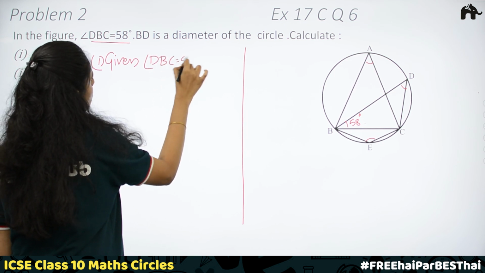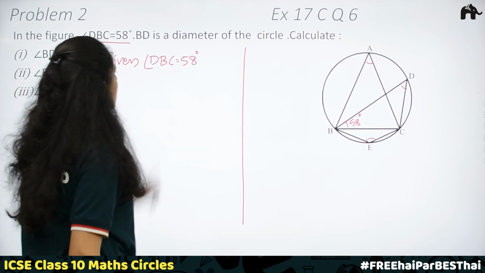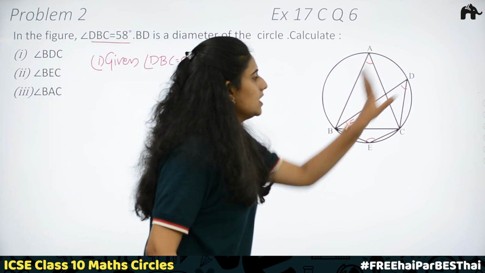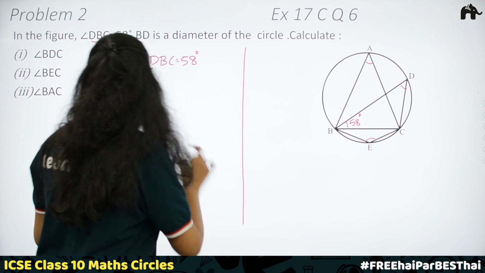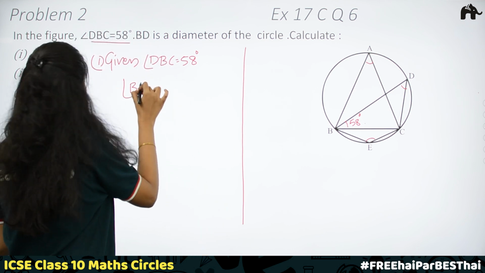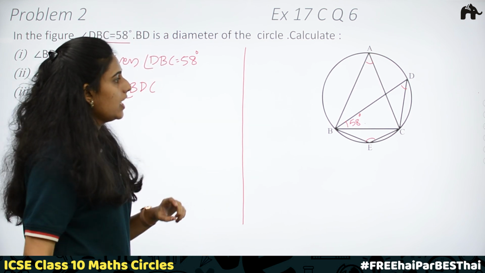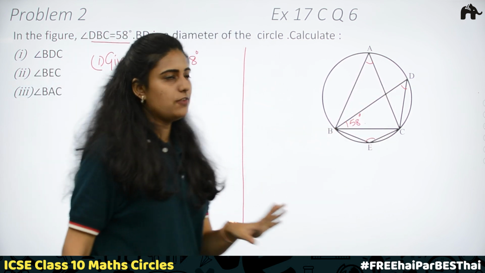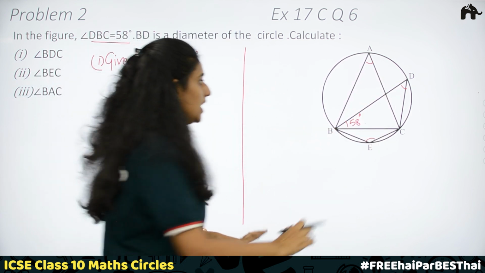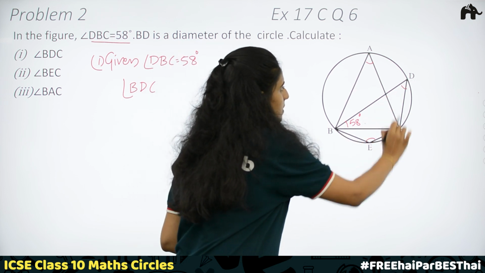Given angle DBC is equal to 58 degrees. Also given that BD is the diameter. BD is the diameter of the circle. First thing we have to find is this angle BDC. Where do we have BDC? This is BDC. How to find BDC? BDC is a part of triangle BCD.